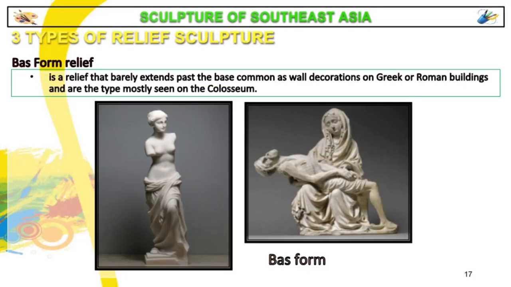The second is the Bas form relief. It is a relief that barely extends past the base, common as wall decorations on Greek or Roman buildings, and are the type mostly seen on the Colosseum.